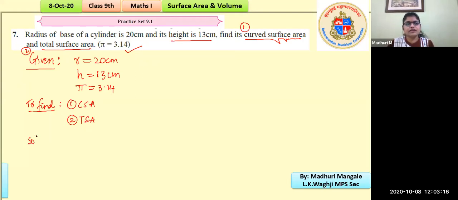Yes, let us begin with the solution. So what is curved surface area of a cylinder? Curved surface area of cylinder is 2 pi r h. So what are we doing? We are going to just substitute the values and solve. So that will be 2 times pi, that is 3.14, times radius, that is 20, and times it with height, that is 13. Okay. So try it out quickly, students.